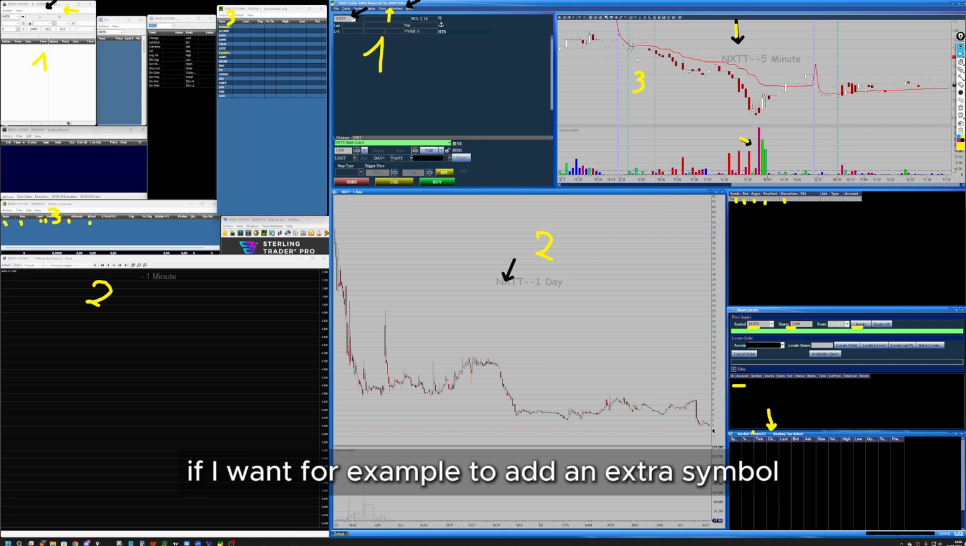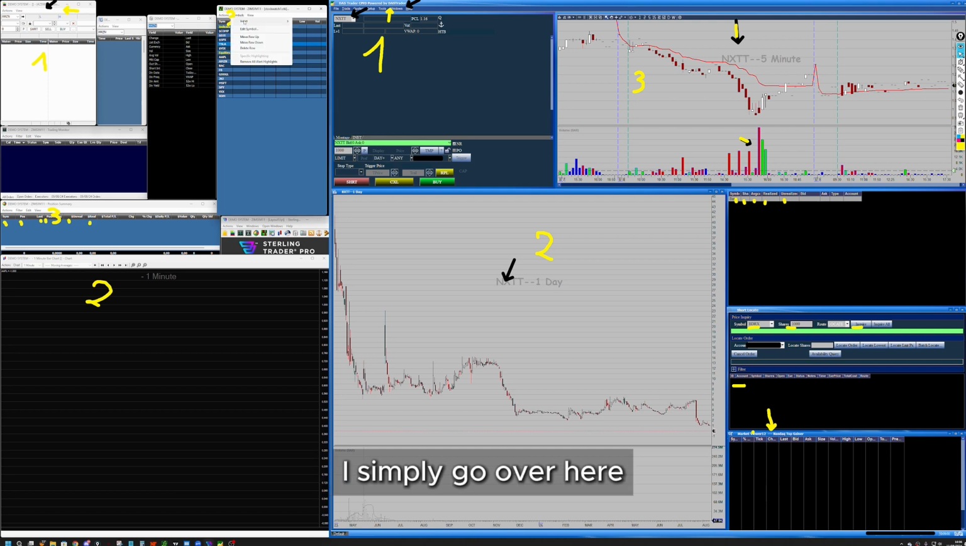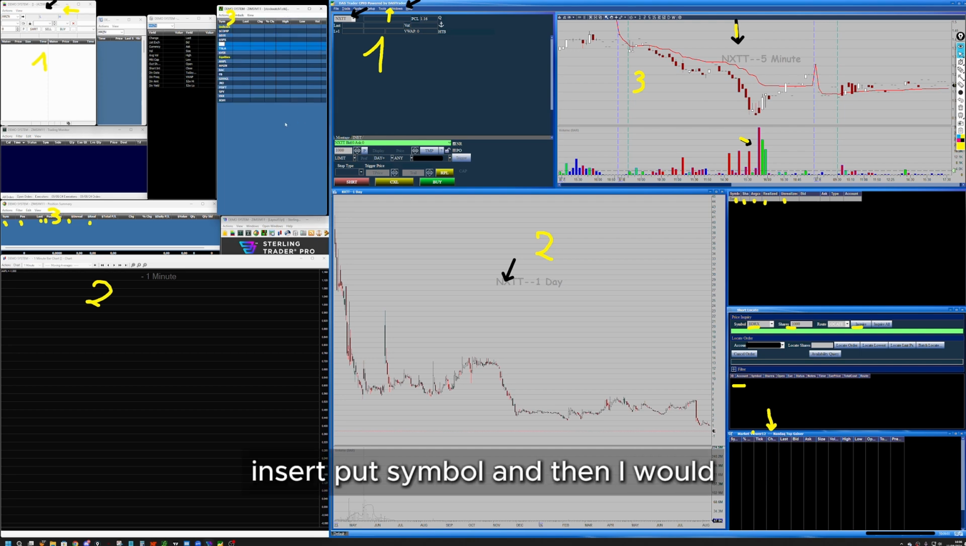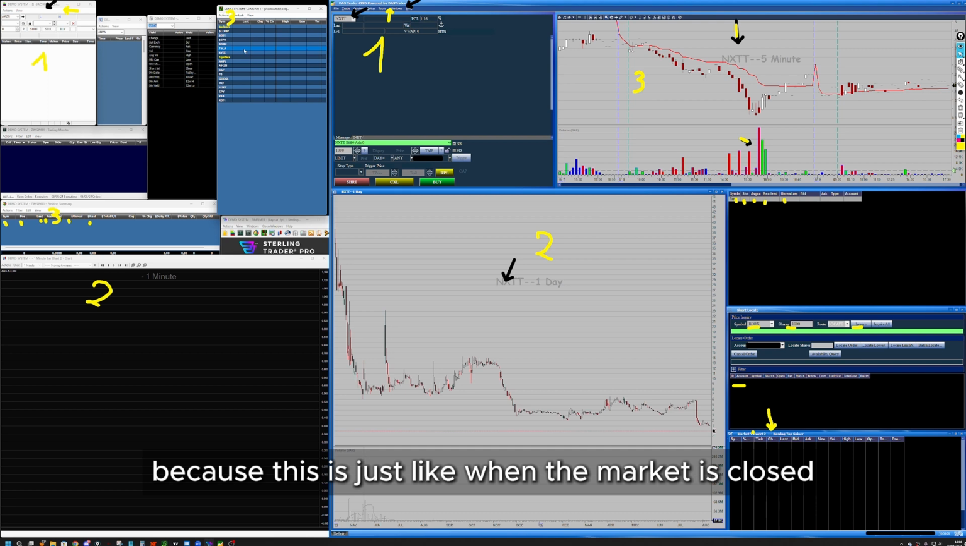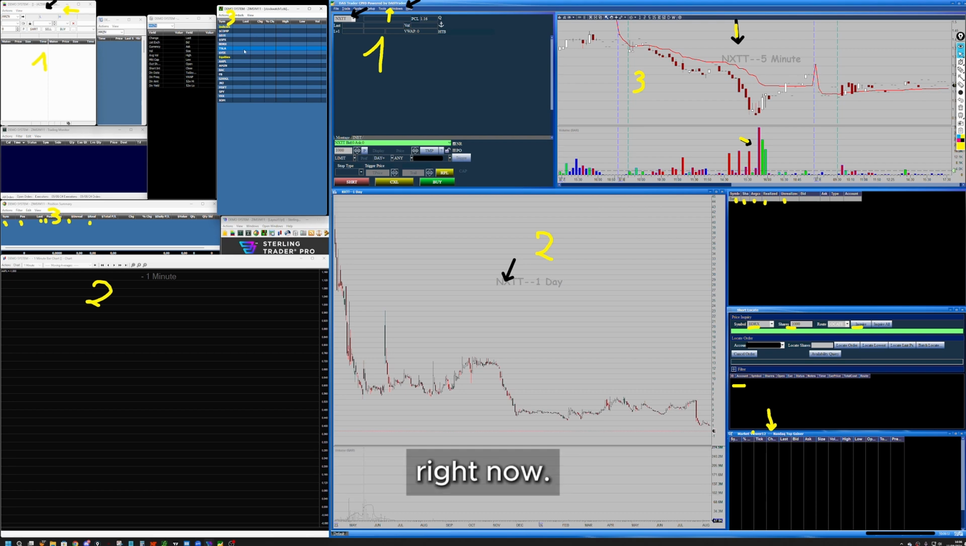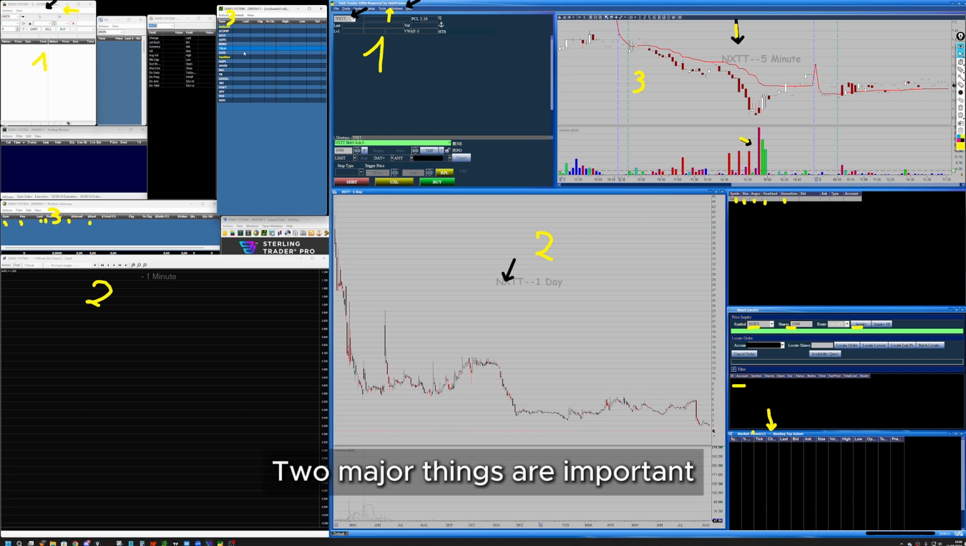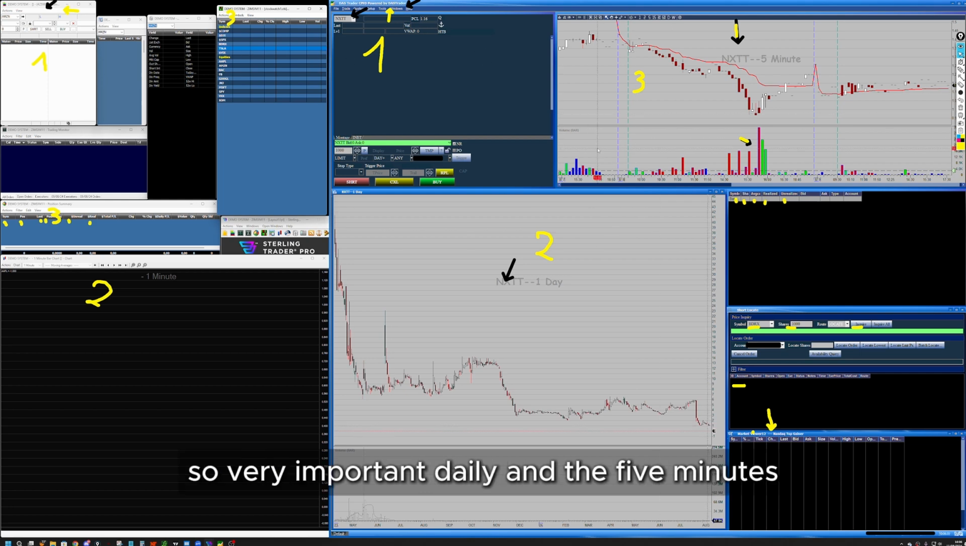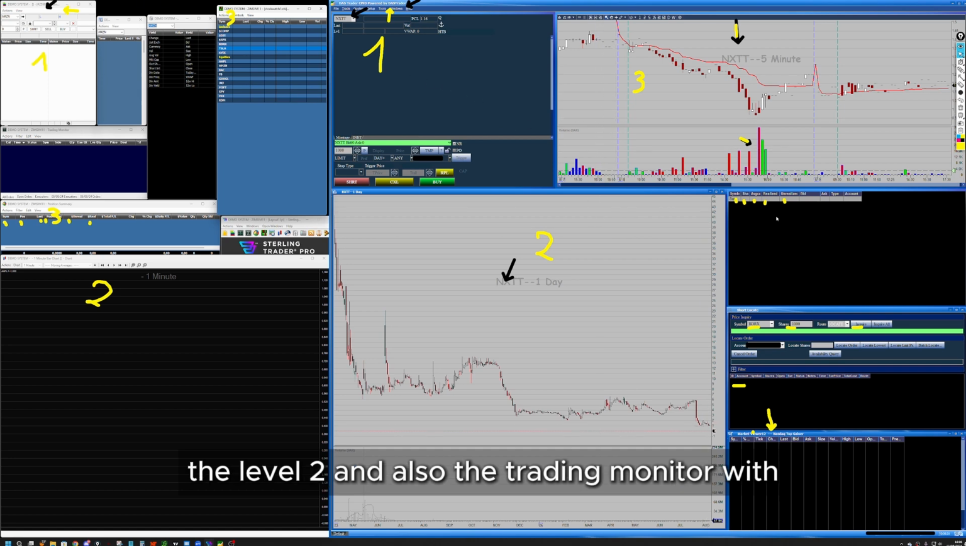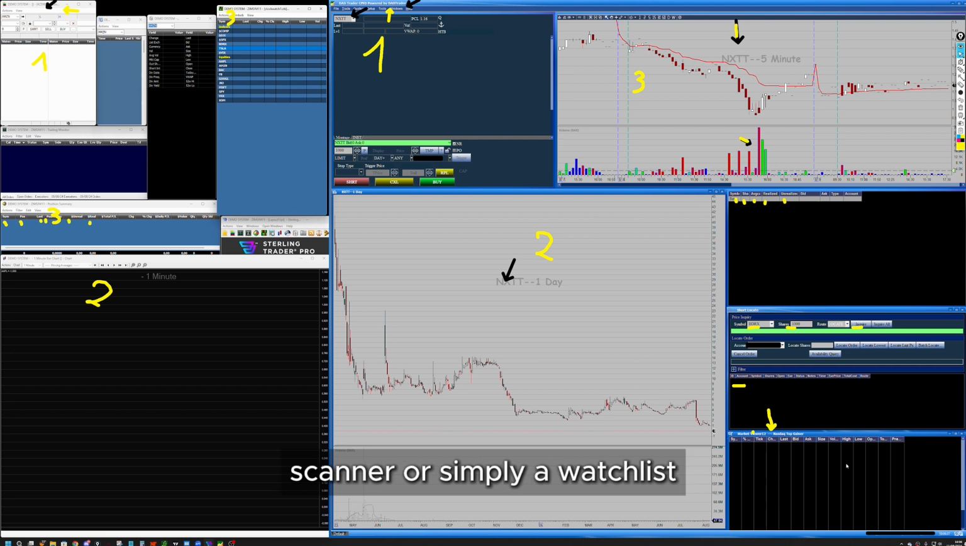If I want, for example, to add an extra symbol, I simply go over here, insert, put symbol, and then let's say BDRX, I can have it over here. Again, you won't see over here any prices because the market is closed right now. Two major things are important. So having this kind of layout is very important for me: the daily and the 5 minutes, the level 2, and also the trading monitor with a scanner or simply a watch list if you're used to trade the same single stocks every single day.